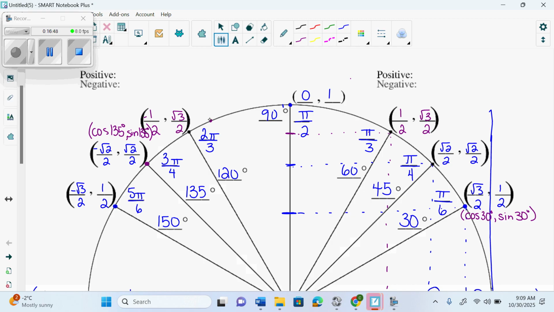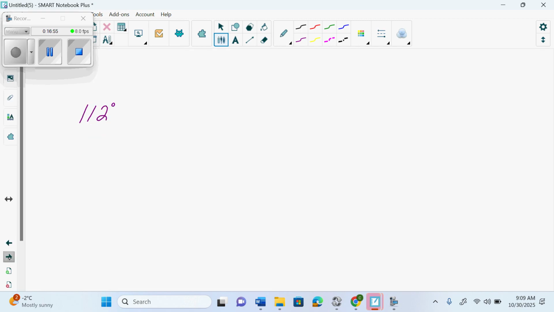No, because it's not on the unit circle. It's not a reference angle of 30, 45, 60, 90. But I can ask for answers. How would I get the coordinate at 112? What are coordinates on the unit circle? Cos of that angle, sine of that angle. So I would go cos 112 degrees, sine 112 degrees.